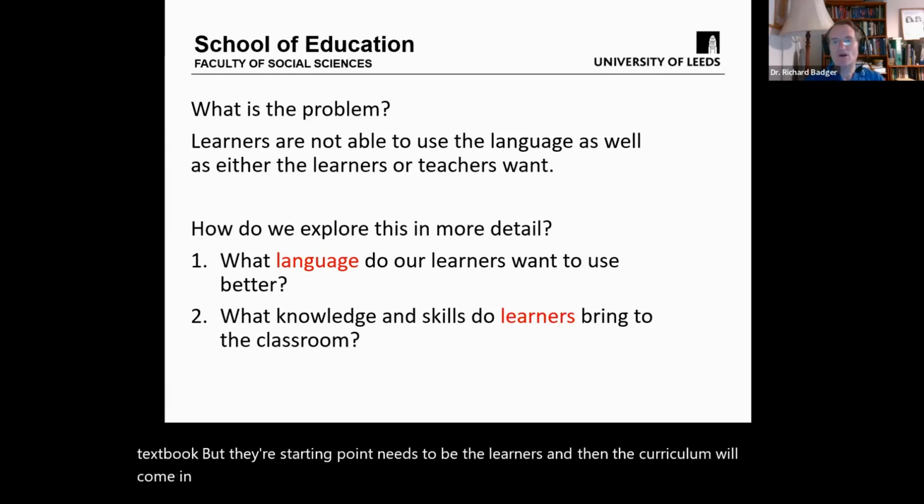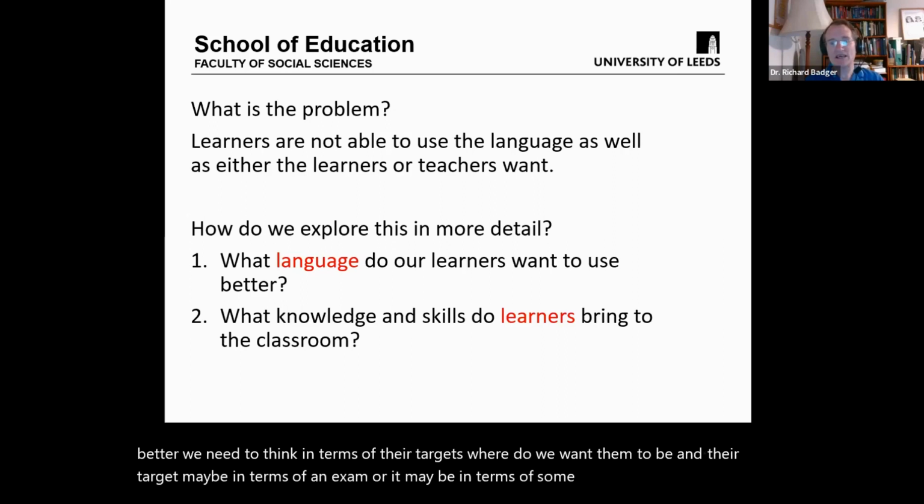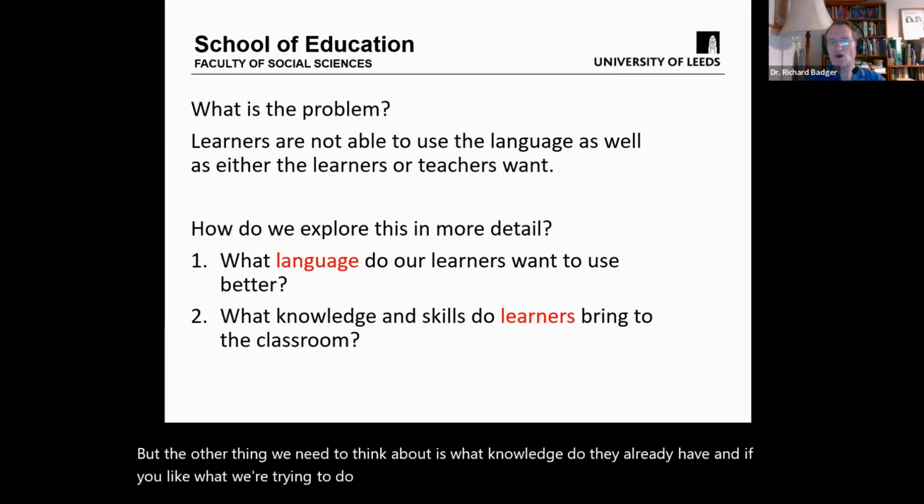But basically, when we're looking at what the learners want to be able to do better, we need to think in terms of their target. Where do we want them to be? And their target may be in terms of an exam, or it may be in terms of some more general communicative ability. But the other thing we need to think about is what knowledge they already have. And if you like, what we're trying to do is get from number 2, where the learners are now, to number 1, which is where we want them to be at the end of the teaching.